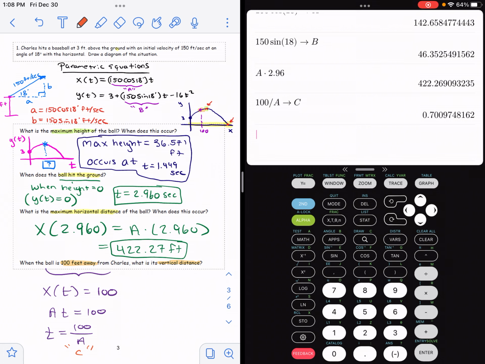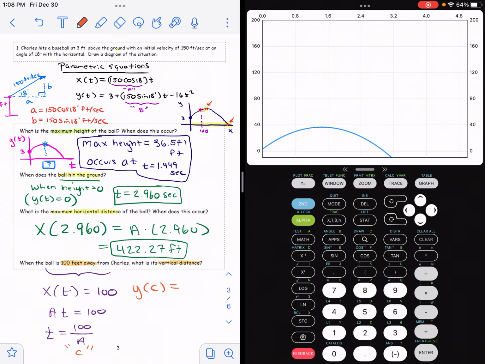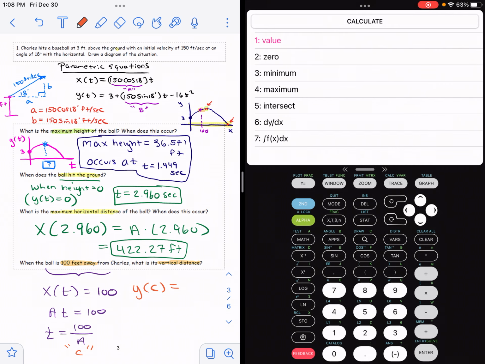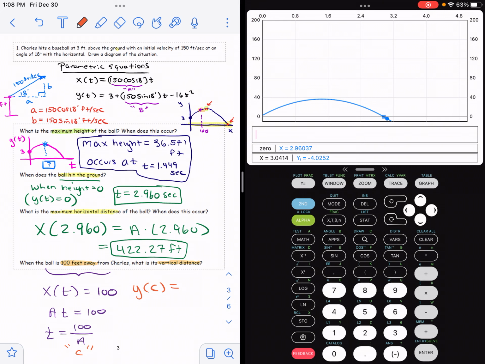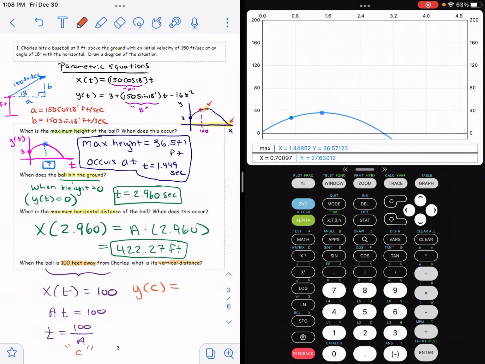What's the vertical distance? Well, it's whatever my height is at that moment. So y of C is equal to, so I've got to plug C into my y equation. Now there's a couple ways to do this. If you go back to your graph, I'll clear out all these computations. There's a nice way to do it while we have our graph on our screen, and that is just hit second, trace, or calculate. The first option there is value. You can punch in 0.7, but I've already stored that as C, so I'm just going to hit C. And there it is.